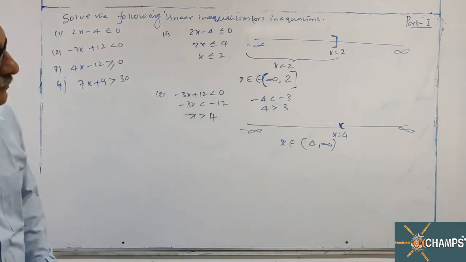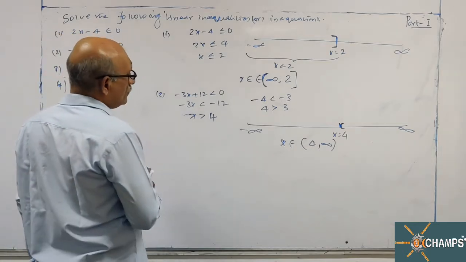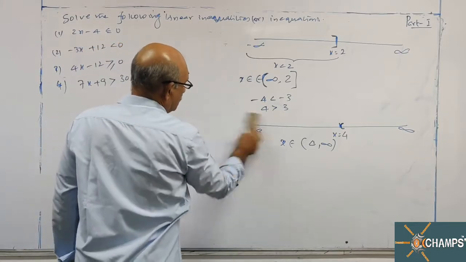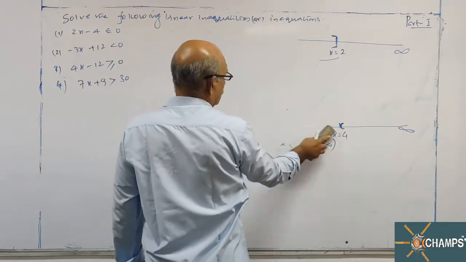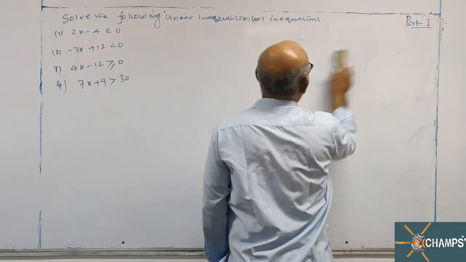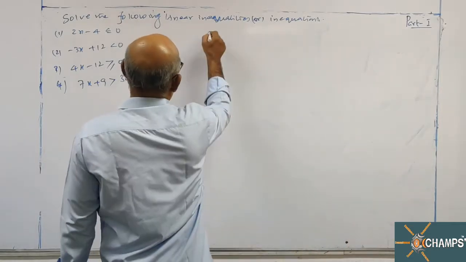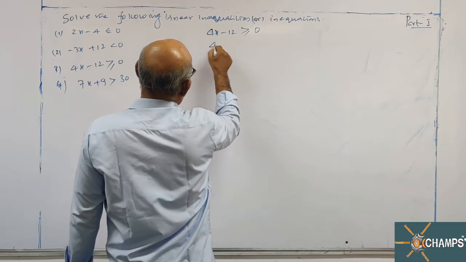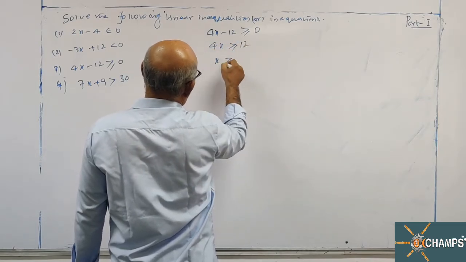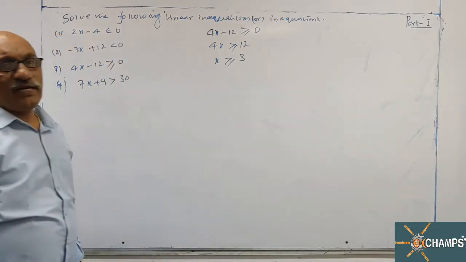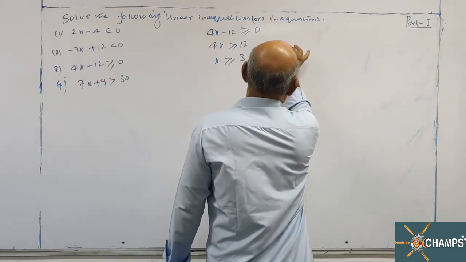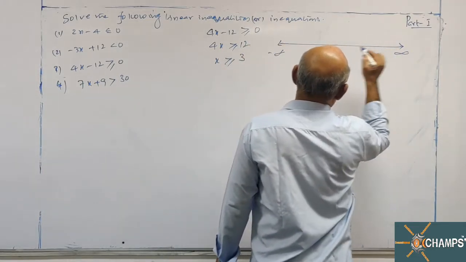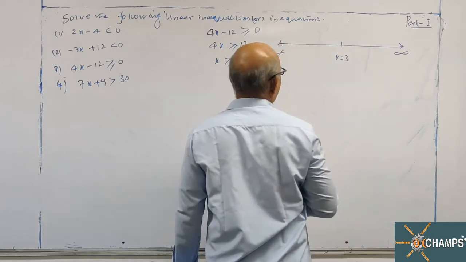Next. Look at the third question. 4x minus 12 greater than or equal to 0. 4x is greater than or equal to 12. X is greater than or equal to 3, since 12 divided by 4 is equal to 3. Represent the value on the real line. This is minus infinity, this is plus infinity. You have the value x is equal to 3.